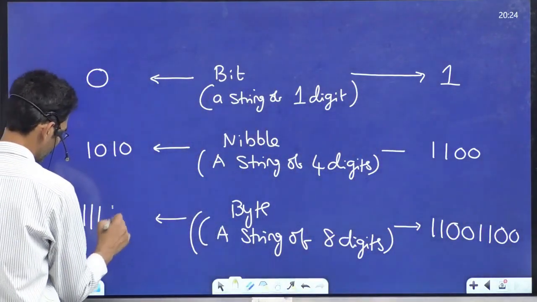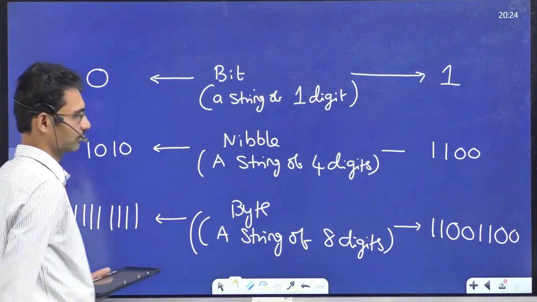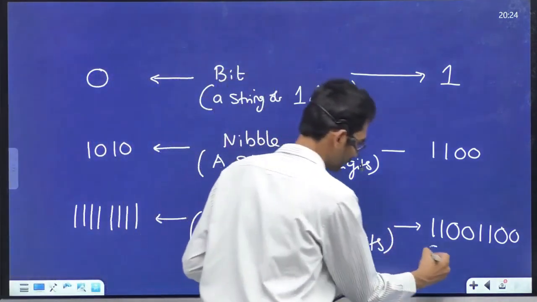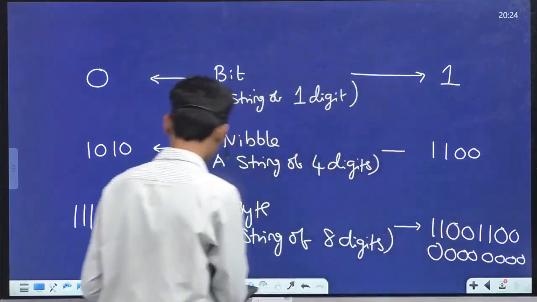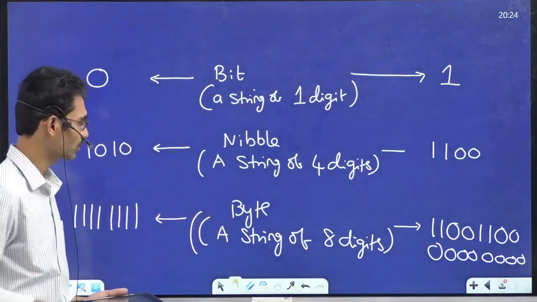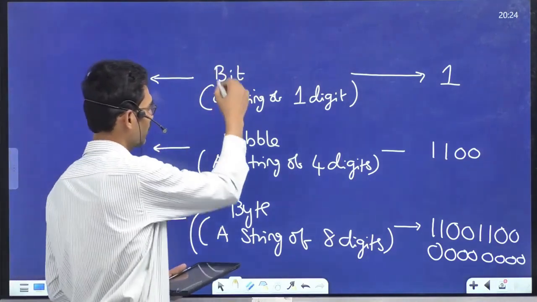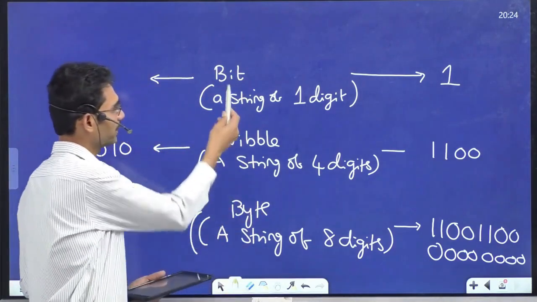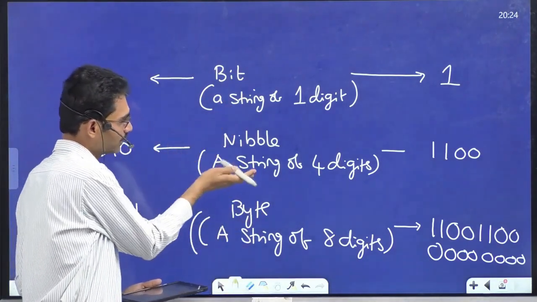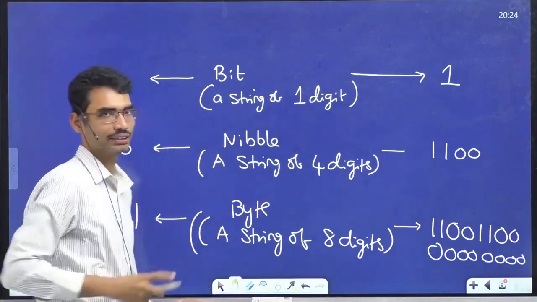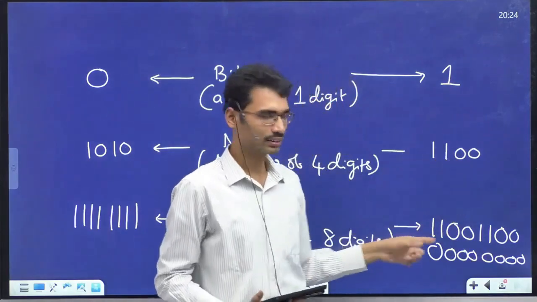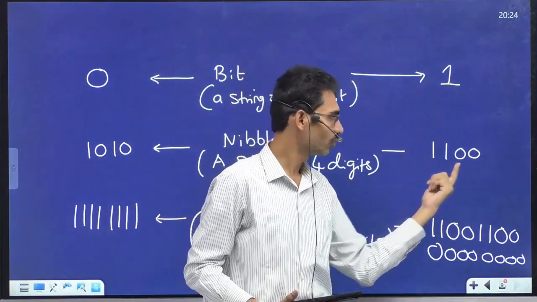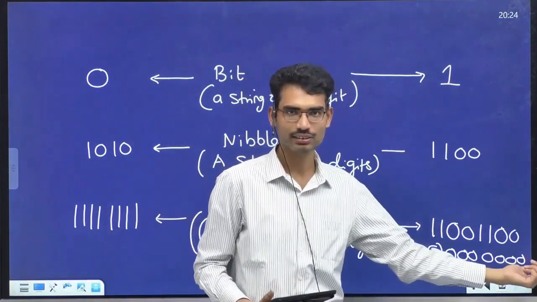Another example like this. It can be all zeros also. It can be all ones also, a combination of ones and zeros also. Here, this table will represent that one bit means single, 4 bits is a nibble, 8 bits is a byte. Now you can see the number of transistors: 1 transistor, 4 transistors, 8 transistors.